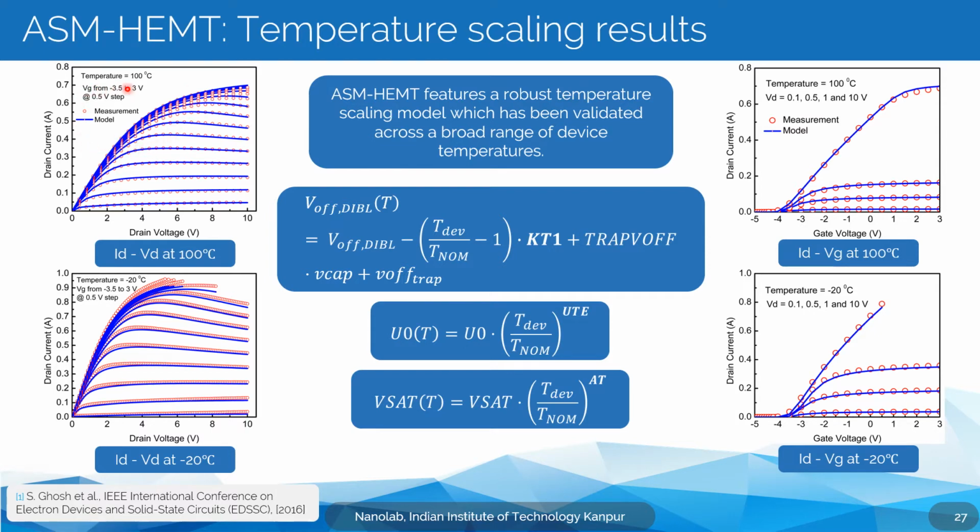As you can see, these are the temperature results for two different temperatures. This is at 100 degrees and this is at minus 20 degrees. This is the transfer characteristics at 100 degrees and at minus 20 degrees. You can see the model perfectly scales from sub-zero temperatures to almost 100 degrees, which is pretty much the normal temperature for power devices.